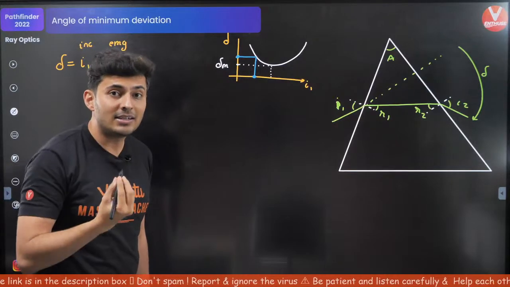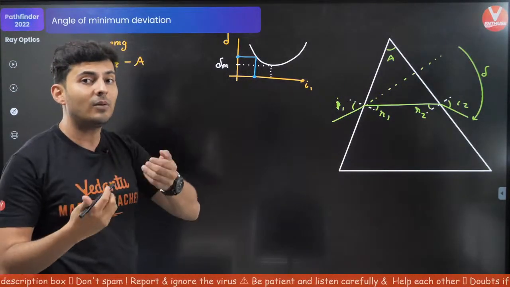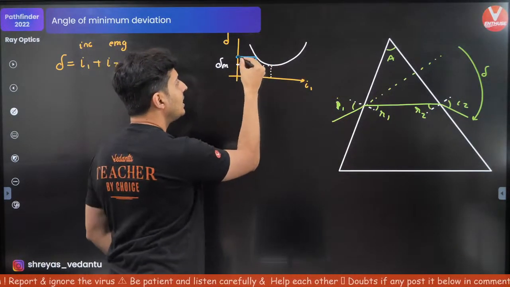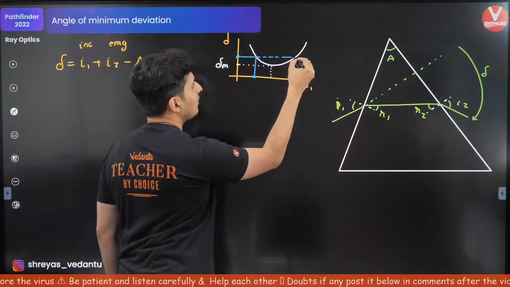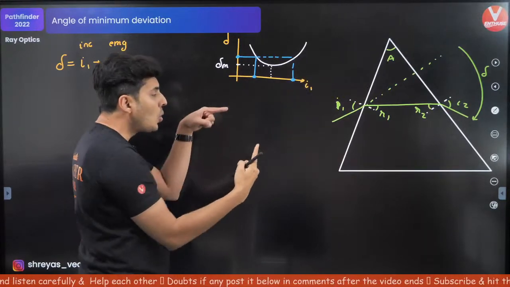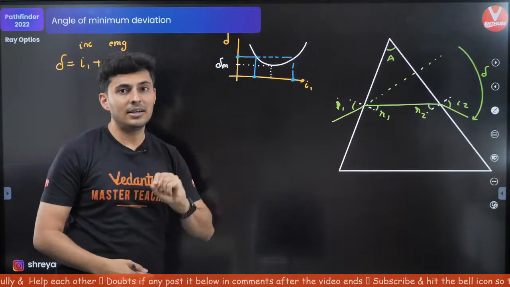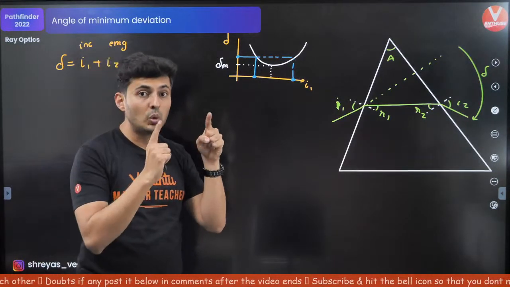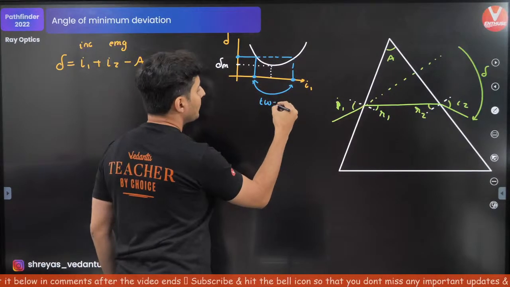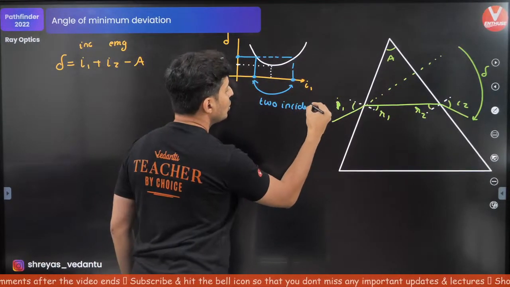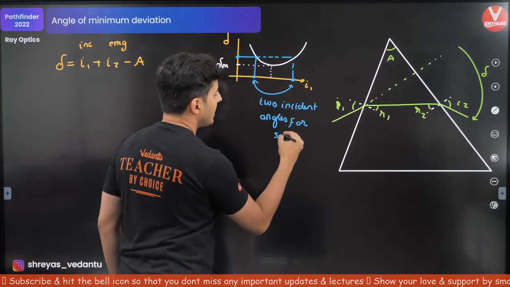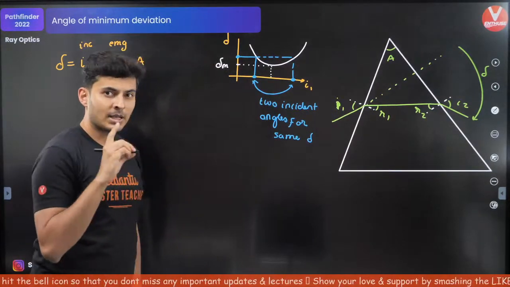But that same delta, I get it for some other angle of incidence also. Do you see that? If for some angle of incidence I get some delta, I get the same delta for some other angle of incidence. Do you see that there are two angles for which I get the same delta? I'll mark this over here. These are the two incident angles for the same delta, correct?